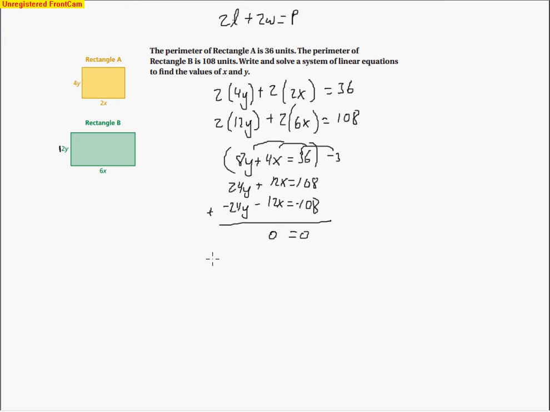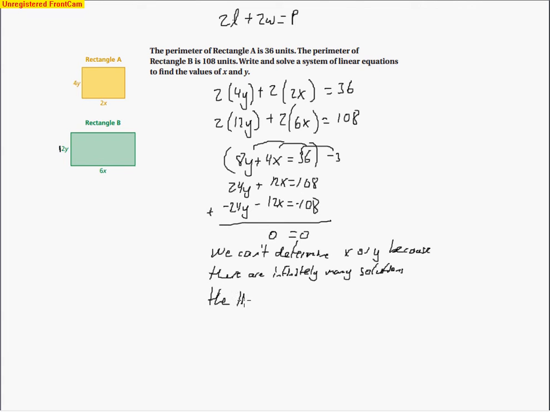What this means is that we cannot determine the value of x or y because there are infinitely many solutions. There's so many we can't even count them because we have the same lines. The lines are the same. We have the same equation in this case. And so that would be the reasoning there.